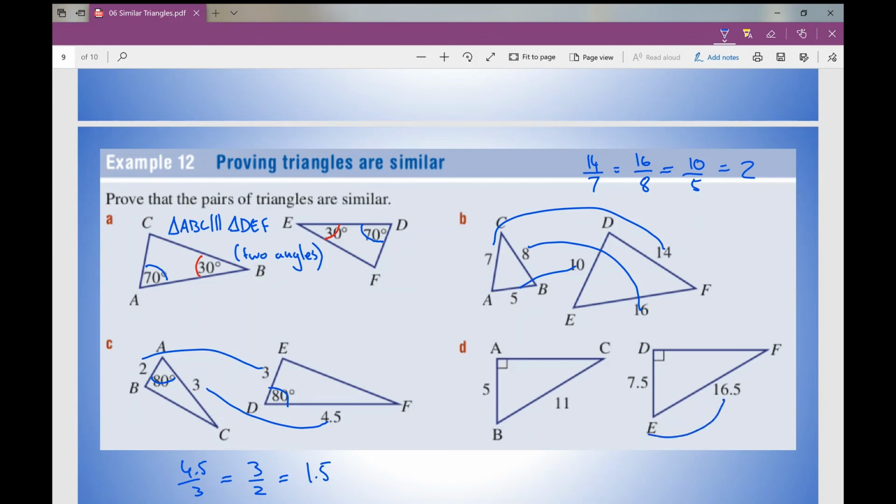And the last one, we have hypotenuse and another side and the right angle. We just check the ratio of the sides. And you can just put this in your calculator. And again, the ratio of sides here is 1.5. So all four pairs of triangles in this example are similar.